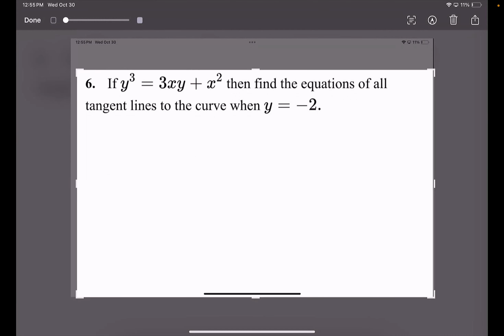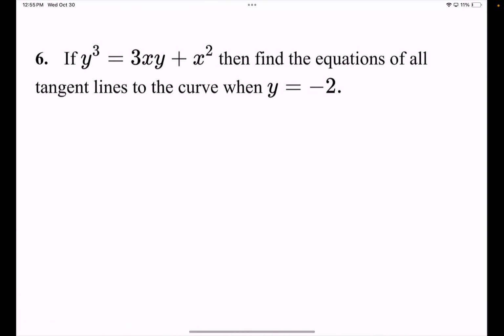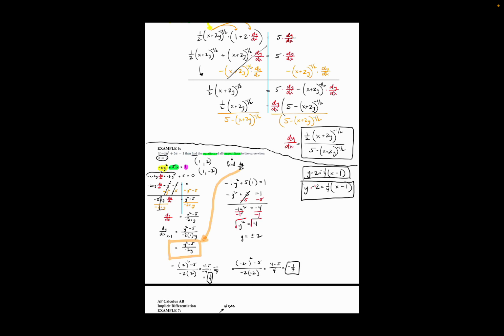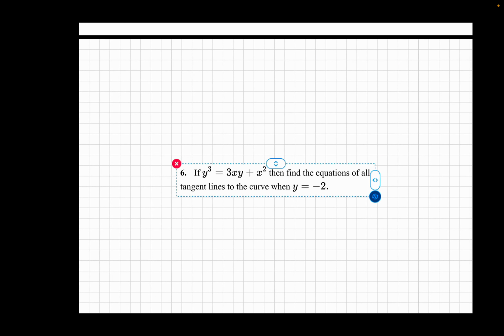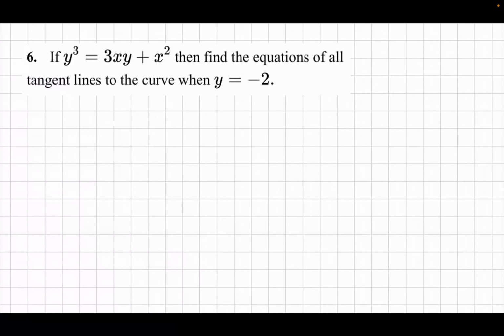So they want the equation of the tangent line when y equals 2. Well, first thing you got to do is find what x is. So you got to figure out what x is going to be. Let me find these notes. Let's take a look at this one. Okay. So they want me to find the equation of the tangent line when y equals negative 2. First thing I got to do is figure out what is x going to be. What is x going to be when y equals negative 2?